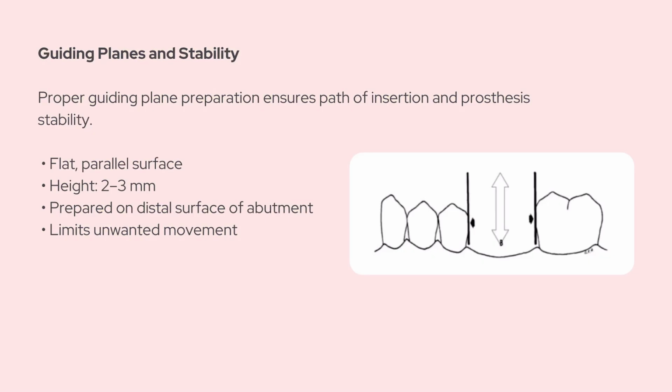And finally, to make sure everything tracks along the same path during insertion and removal, we rely on a well-prepared guiding plane on the distal surface of the abutment tooth. It's a flat, parallel surface around 2 to 3 millimeters high, and it plays a key role in keeping the prosthesis stable and limiting unwanted tooth movement.